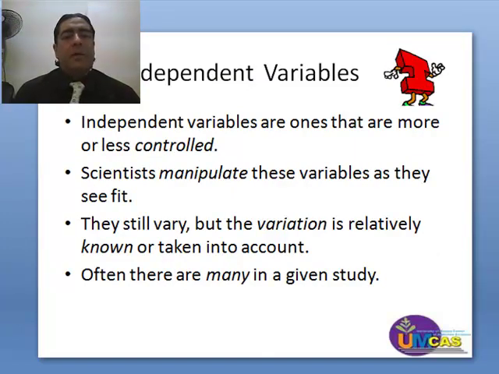Independent variables are ones that are more or less controlled. Scientists and researchers manipulate these variables as they see fit. They still vary, but the variation is relatively known or taken into account. Often there are many in a given study.